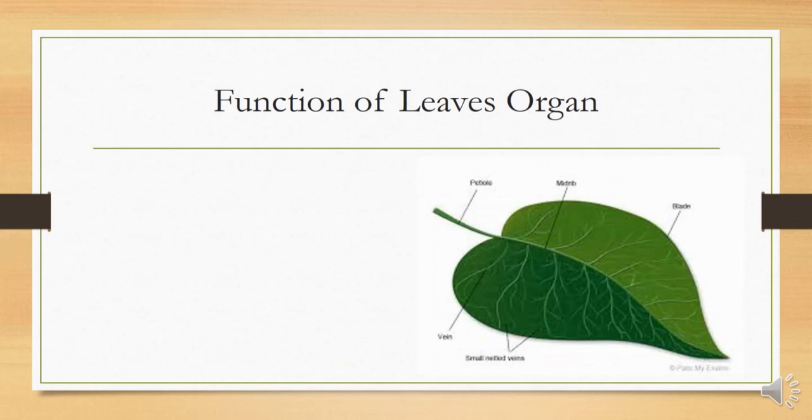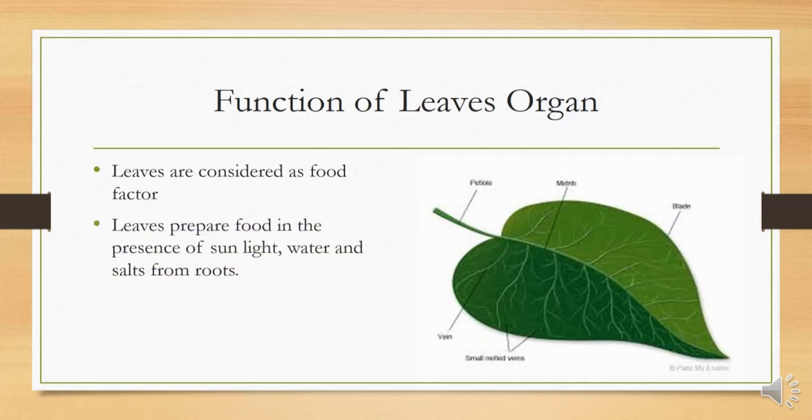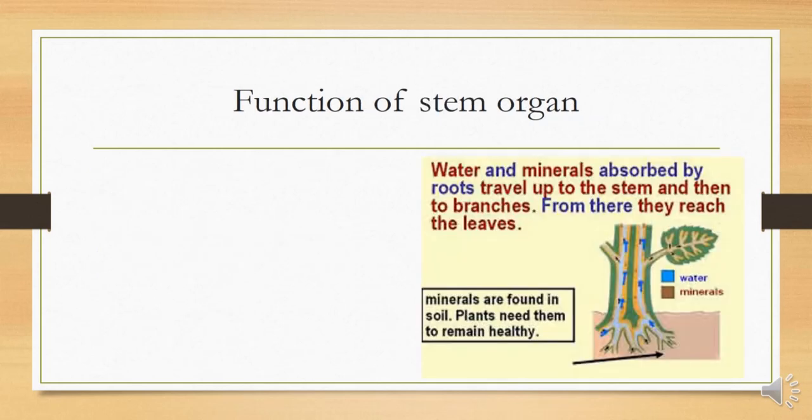Now, the function of leaves. Leaves are considered as the food factory. They produce the food for the plants. Leaves prepare food in the presence of sunlight, water, and salts.